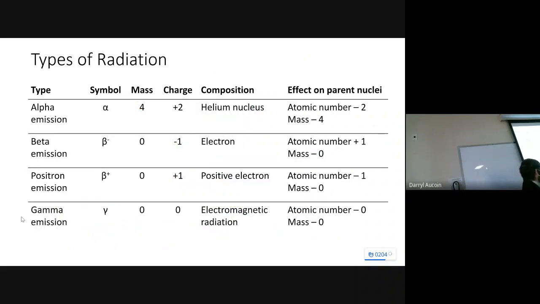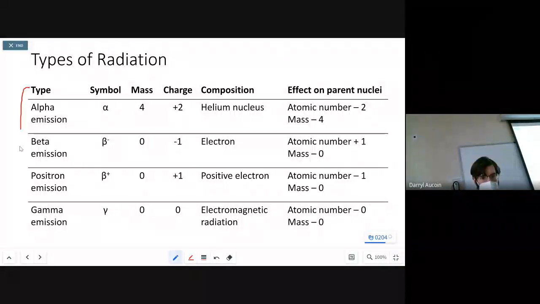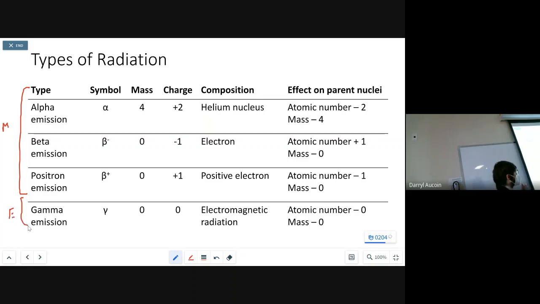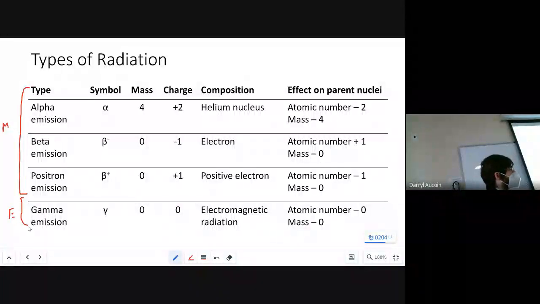So we talked about all these different types of decays again. We've got 3 that are made of matter, so 3 matter types right here, and then 1 energy type. So if you're looking at these, you can almost tell what kind of reaction is going on by just looking at what happens, right? Does the mass change, yes or no? Well, if the mass goes down, then you know it's alpha. If the mass doesn't go down, it's one of the other 3.